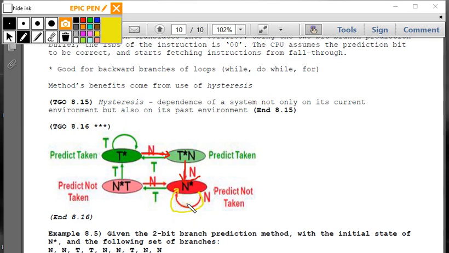So what's going to happen is if we guess that we're supposed to not take the branch, and it turns out we're supposed to take the branch, then we go to this state. And if we guess wrong twice, then now we realize that we should be taking the branch much more often. So then we go back to this state. So by using the hysteresis of the system and understanding what we did previously, you can optimize which branch you're supposed to take next.